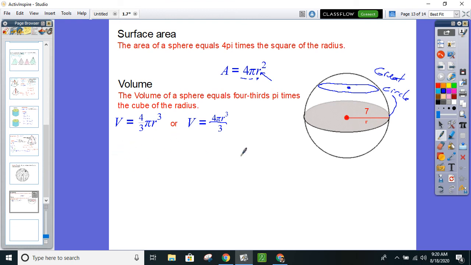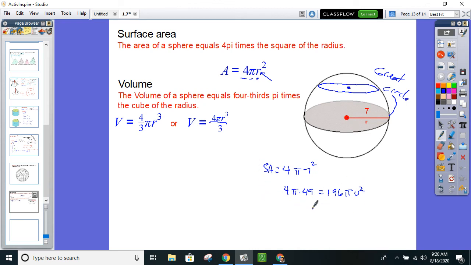So we'll start with surface area. Surface area is equal to 4 pi times 7 squared. Exponents first, so 4 pi times 49. 49 times 4 gives us 196 pi, in units squared. If they want you to do it in terms of pi, that's a perfectly acceptable answer.